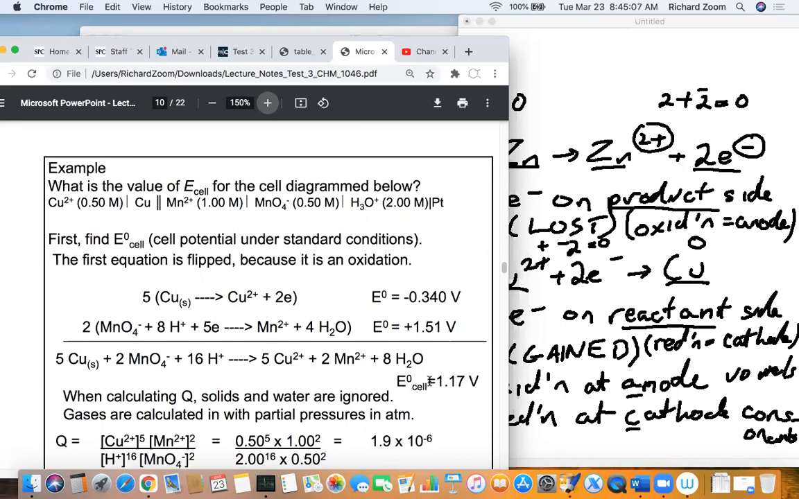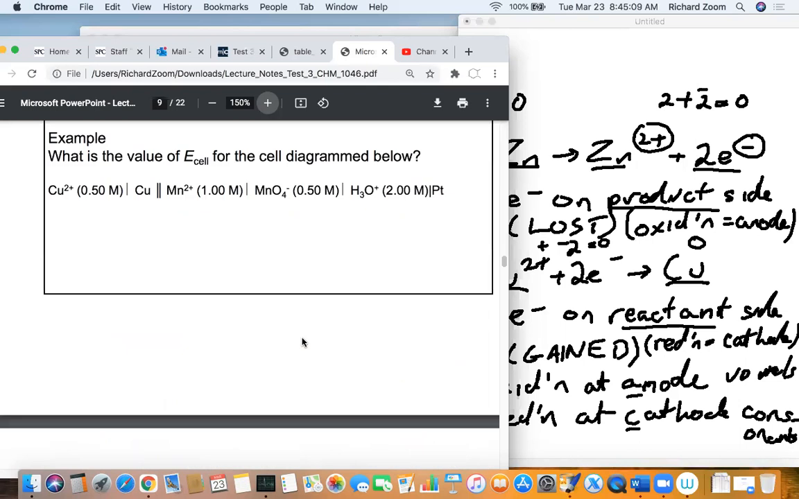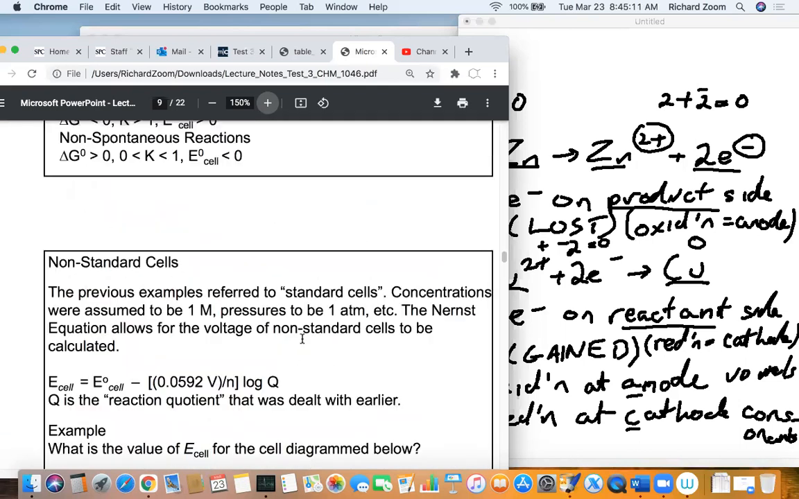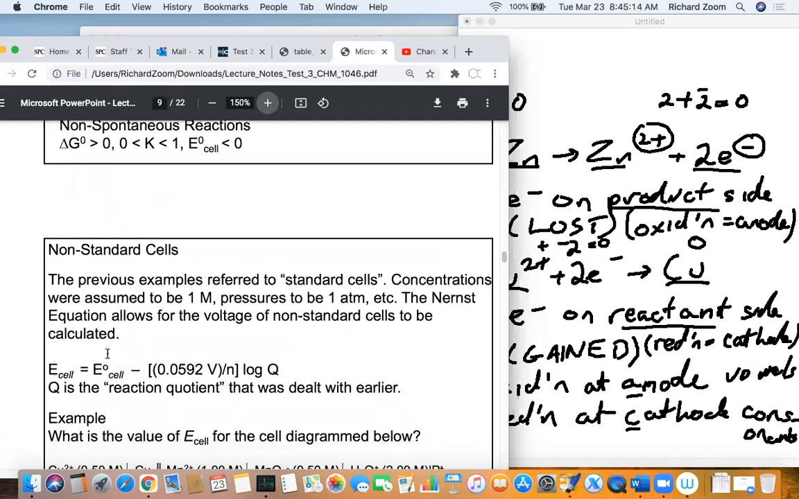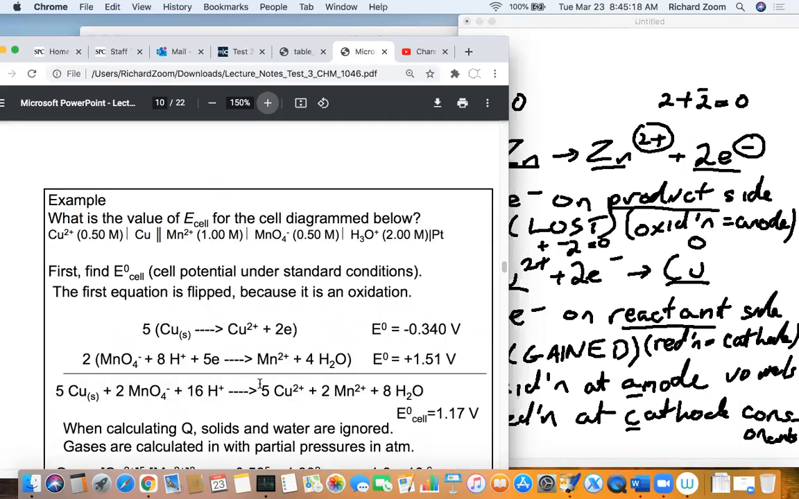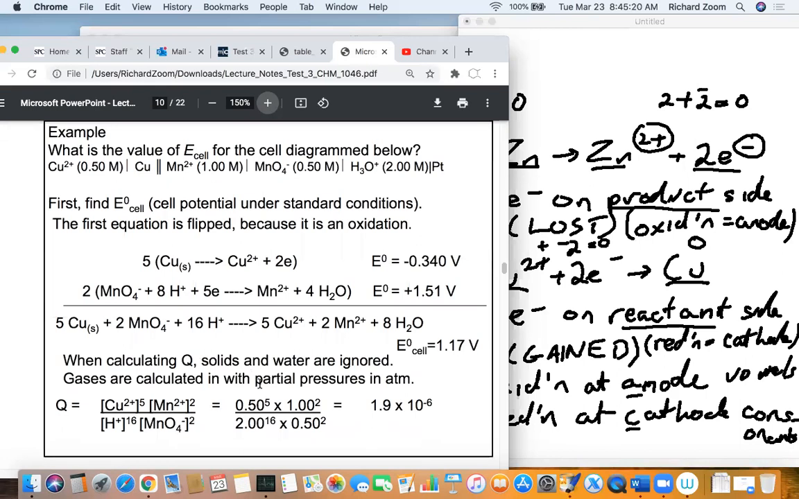But we still need to define E naught cell in order to use the Nernst equation, which is up here. See, it involves E naught cell. It's kind of an adjuster that we add to this. Does anybody have any questions so far?